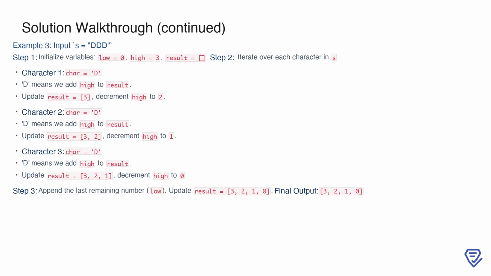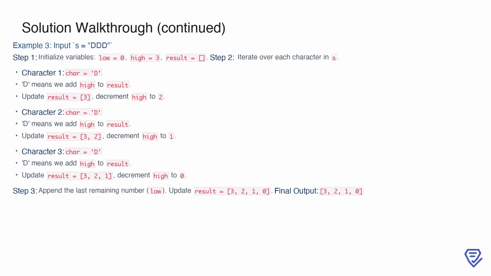Let's now consider one more example where the input string is s equals DDD. As before, we initialize low equals 0, high equals 3, and an empty result array. For the first character, char equals D, we add the current value of high to result, updating it to 3, and decrement high to 2. The second character is also D, so we repeat the process, appending high to result, which becomes 3, 2, and decrementing high to 1.